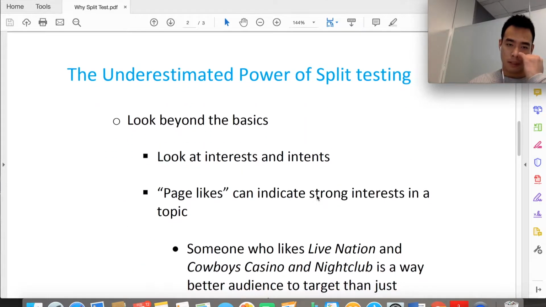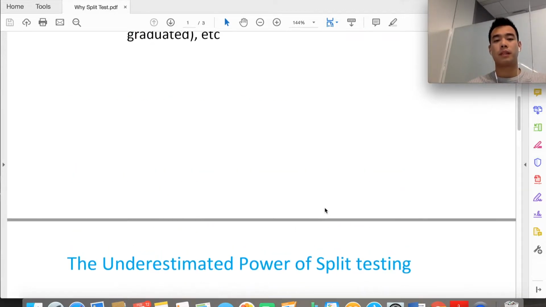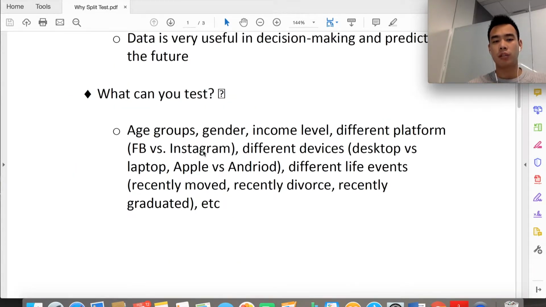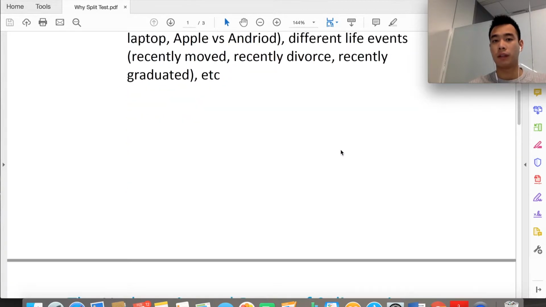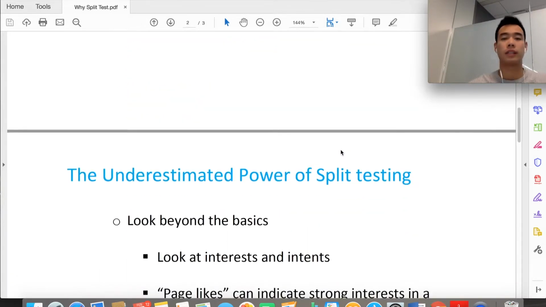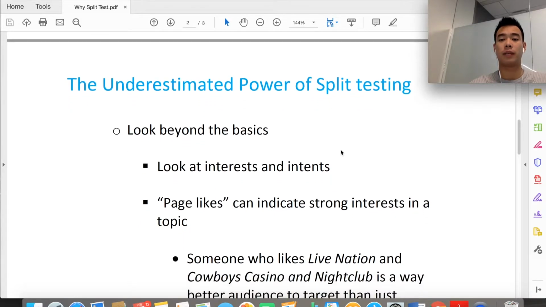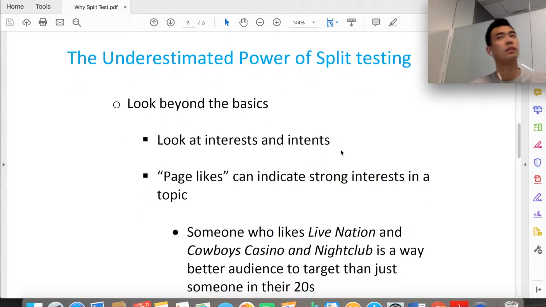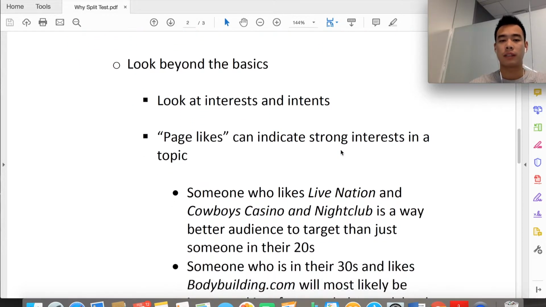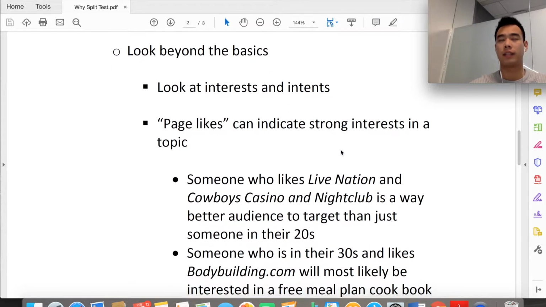And what I want you to do is to look beyond basics. So the basics being the demographics up here: age groups, gender, and income level, right? Everyone knows those things. Everyone who has studied marketing or at least knows a little bit about marketing knows demographics, and those are the basics. Oh, I'm going to target someone who's in their 20s or who earns this much per year, but that doesn't really tell you anything. So looking beyond the basics means looking at interests and intents.